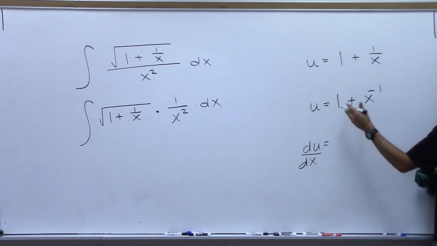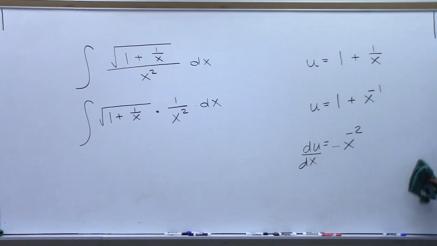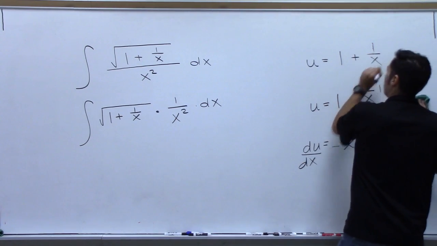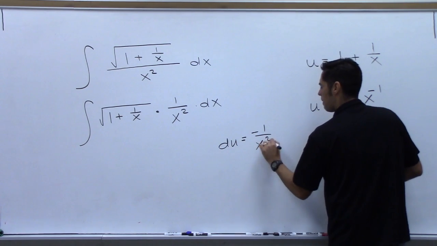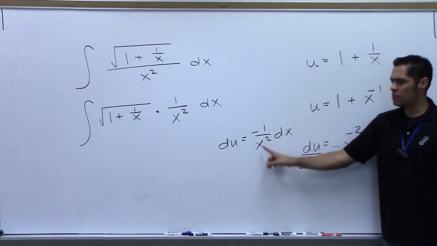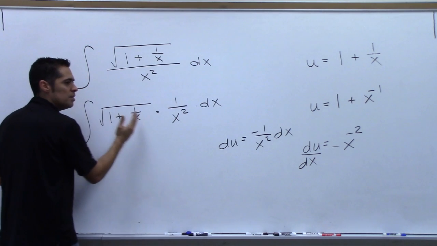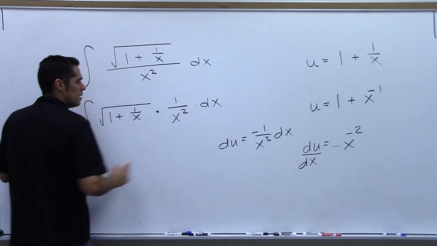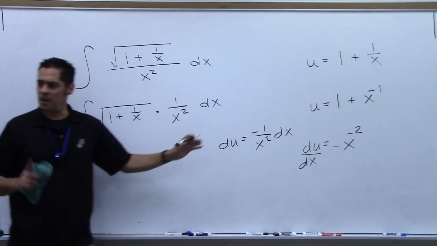I'm going to take the derivative on both sides. Derivative of 1 is 0. Derivative of this is negative x to the -2, right? I'm going to go ahead and put the dx on the other side, and I rewrote this as -1 over x squared. Now, the original problem, I had split it apart just to help you see the pieces. The numerator split out was 1 over x squared dx. And I almost have 1 over x squared dx. It almost matches, we're just off by a sign.